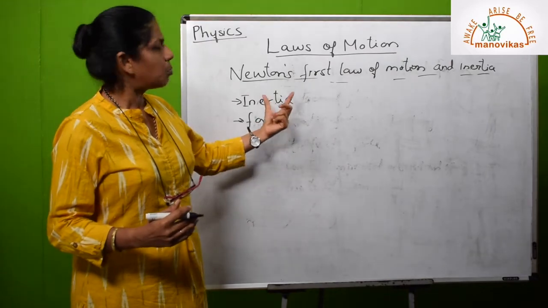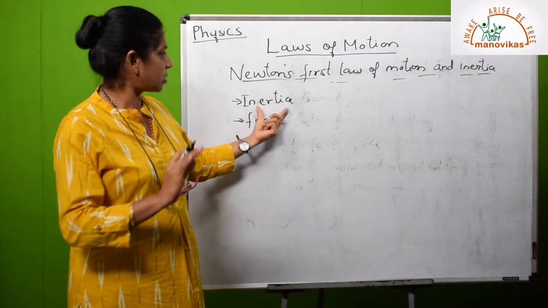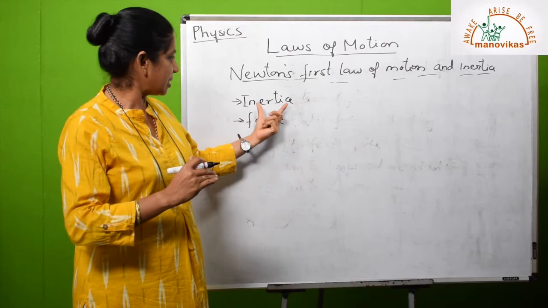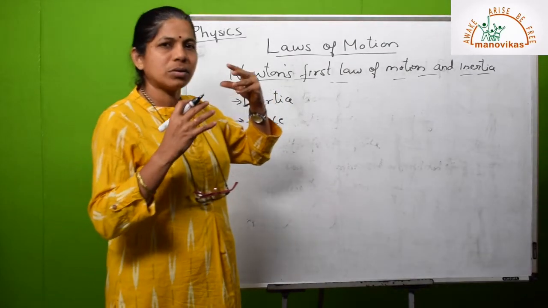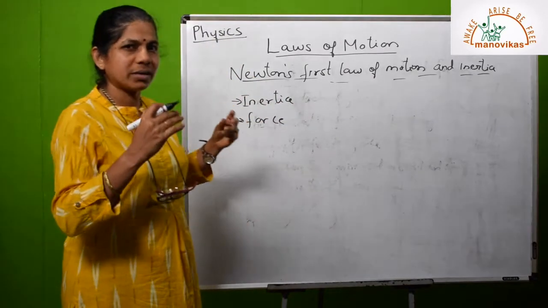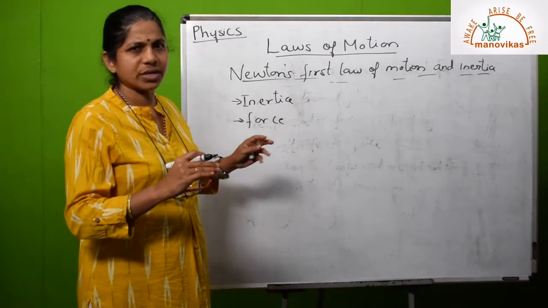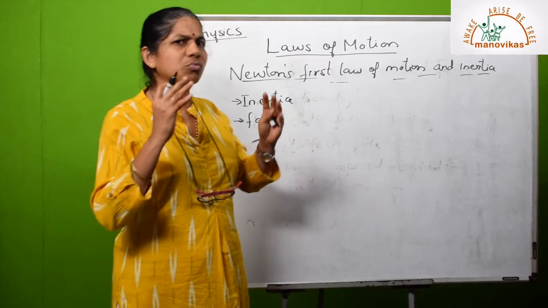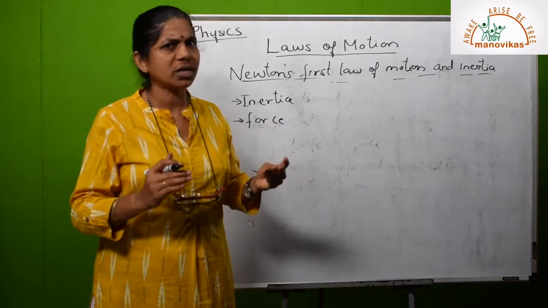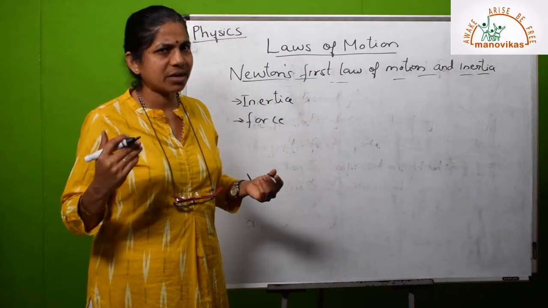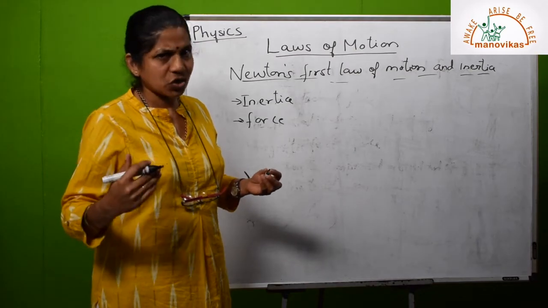So now mass and inertia have a relation. Inertia is, you can say, the property because of the mass of an object. So an object which has more mass will have more inertia. An object which has less mass will have less inertia.